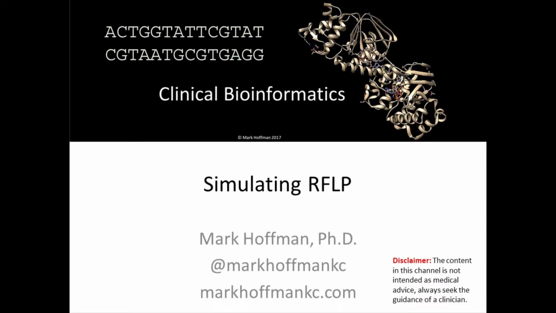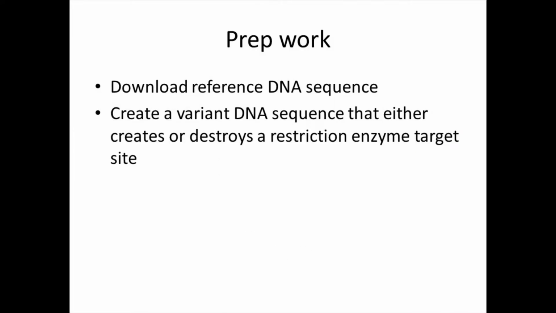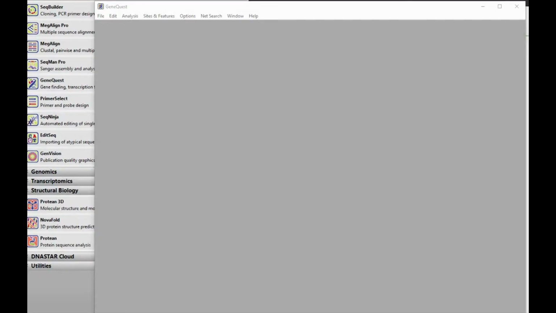In this session, we will use bioinformatics applications to simulate gel electrophoresis analysis of restriction fragment length polymorphisms. The prep work that happened prior to this session is that we downloaded a reference DNA sequence for a gene. We then created a variant of that DNA sequence that either creates or destroys a restriction enzyme target site. In this session, we use a bioinformatics application by DNA Star to perform the simulated RFLP.